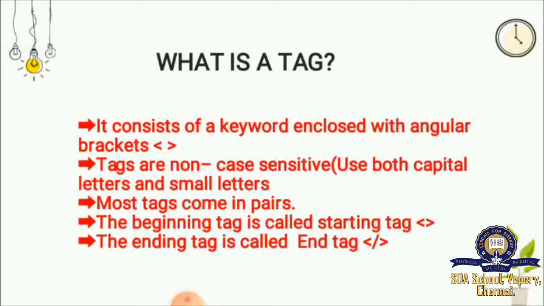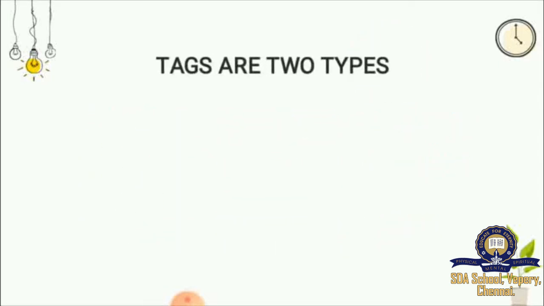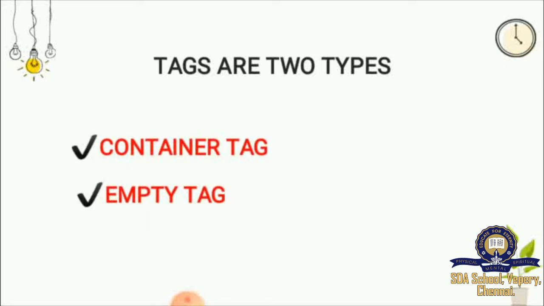A tag instructs the browser how to display an HTML document. The main use of a tag is that it comes in pairs. Tags are not case sensitive; you can use both capital and small letters. Tags are classified into two types: container tag and empty tag.